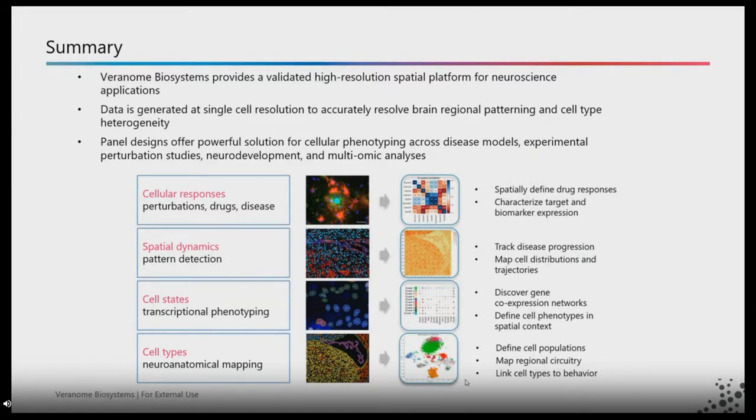The panel designs that we're working on offer a powerful solution for cellular phenotyping across a range of models in neurodevelopment, and also the multi-omic analysis capabilities. So the experiments that one's most focused on in neuroscience today, on the left there, we can generate the data. We have the analysis tools to quickly work with our platform's data and then generate the insights listed there on the right. So that's a quick run through of the mouse brain data.